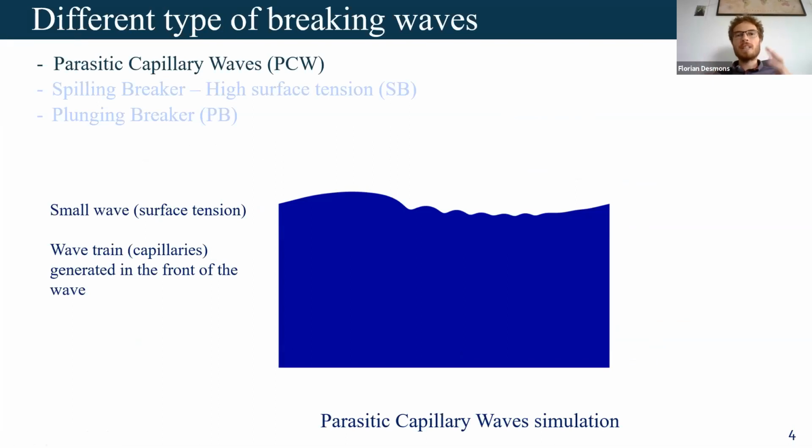Before presenting my investigation and the different maps I've obtained, I just wanted to briefly present the different types of breaking waves that we can observe for this kind of wavelengths, so for small wavelengths. The first breaking type is the parasitic capillary wave, PCW, which represents a small train of capillaries created during the wave movement. It's kind of an illusion because all capillaries are moving with the same celerity as the initial wave, which creates a wave train all moving together. This phenomenon comes mainly from the surface tension, so it's only related to small waves.